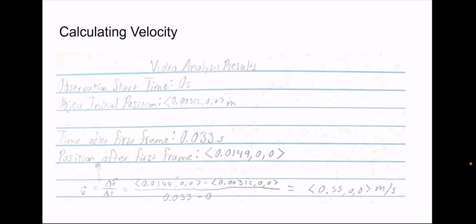Now that I have my values, I can use the velocity formula to calculate the velocity. This is found by dividing the change of position by the change in time. As you can see there, it's represented by delta r over delta t. So we have the final position minus the initial position, divided by the final time minus the initial time. I got my vectors subtracted from each other on the top, and my time subtracted on the bottom. Once we do those calculations, we come up with a velocity of 0.35 meters per second.